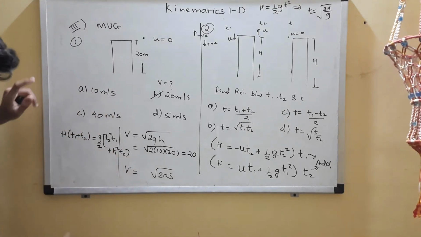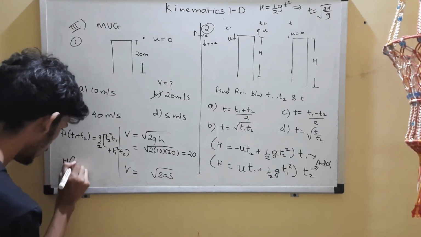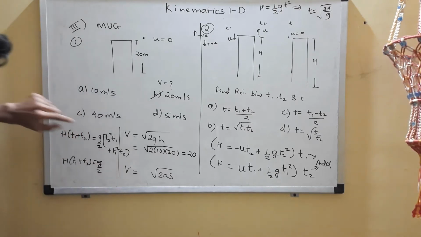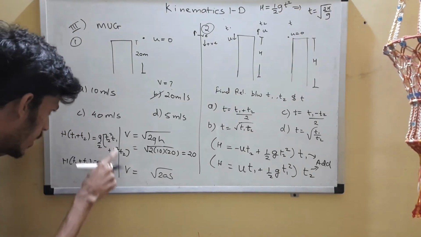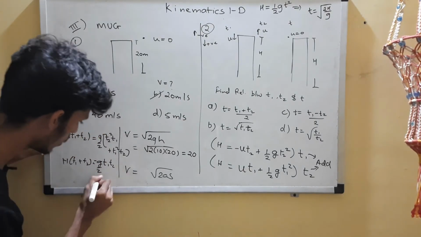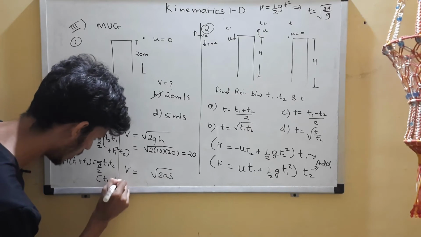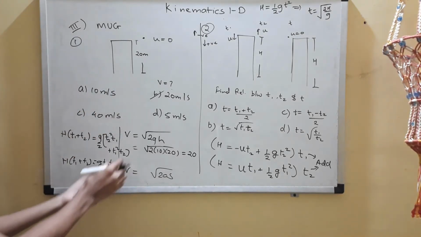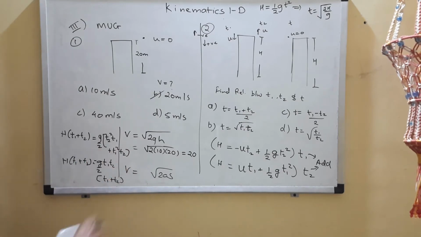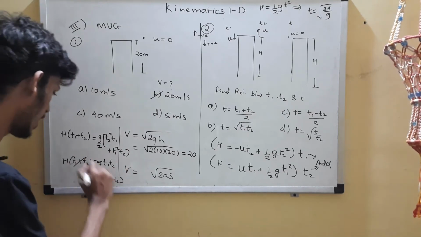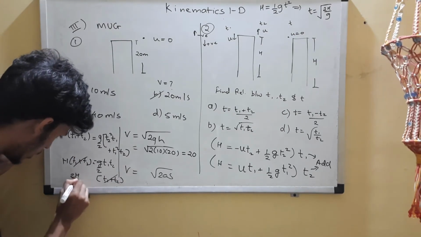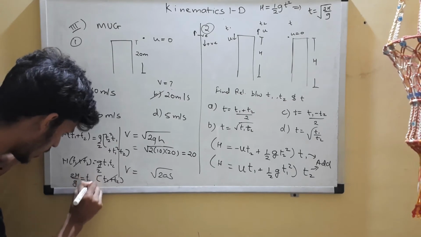You can also take some other things common from here. This is t1 plus t2, g by 2, and here you can take t1 and t2 common, and you'll be left with t1 plus t2. You can multiply this inside and see that you'll get back the same terms. So you can take t1 and t2 common from these two terms, and you'll see that t1 plus t2 also gets cancelled, and you get 2h by g equal to t1 into t2.